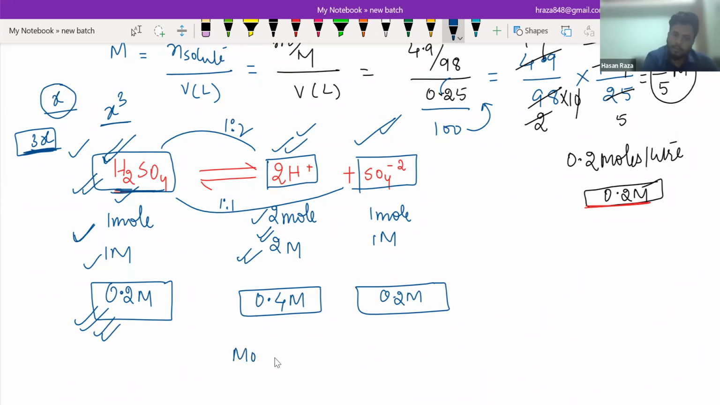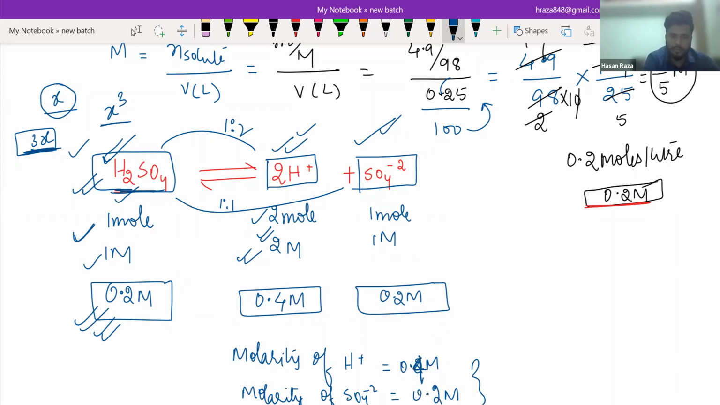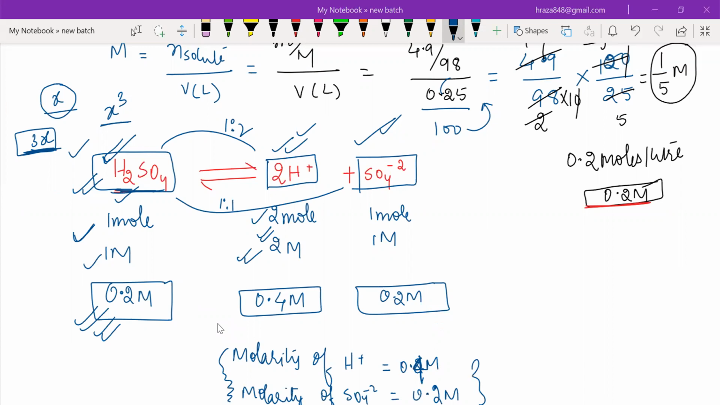So molarity of H plus is equal to 0.4 M, and molarity of SO4 minus 2 is equal to 0.2 M. Sorry, I just wrote it wrong. Is that clear? Yes, sir. Or do I need to explain it one more time? It's clear, sir.